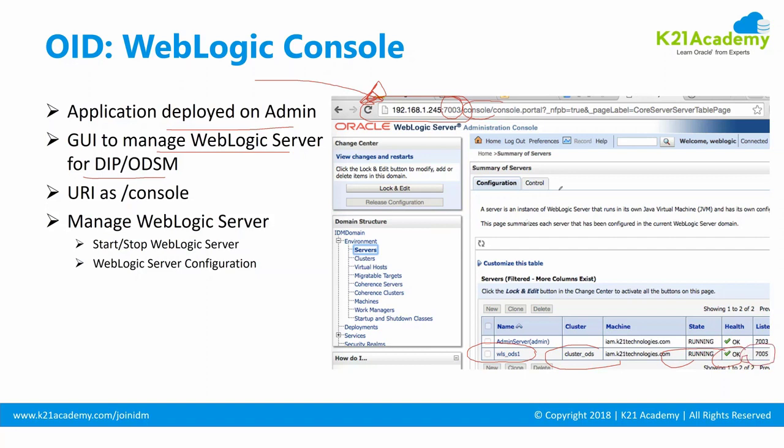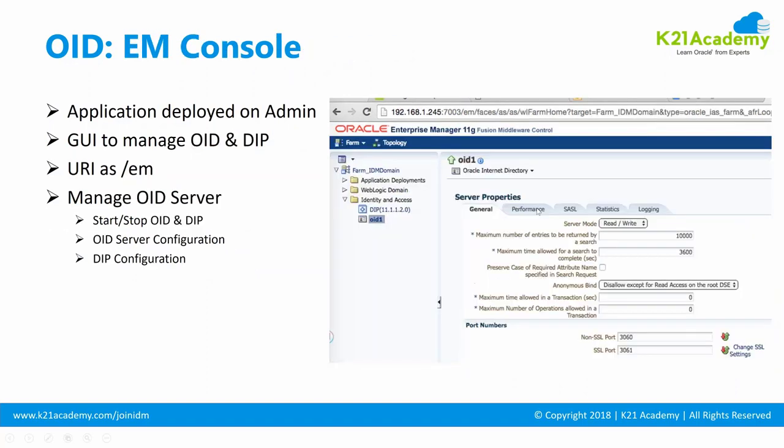From here, you can go to control and start and stop services from the console. Or you can configure clusters, you can configure JDBC and a lot more on this console. So this is about the WebLogic console for OID. Then you have one more console, which is the Enterprise Manager console.